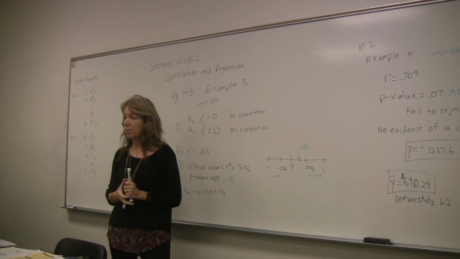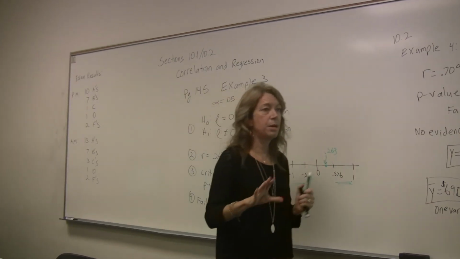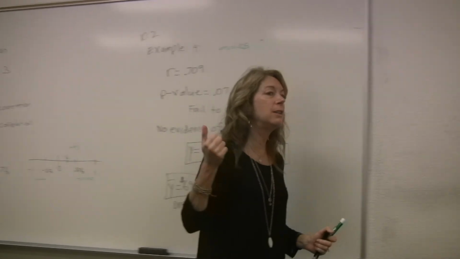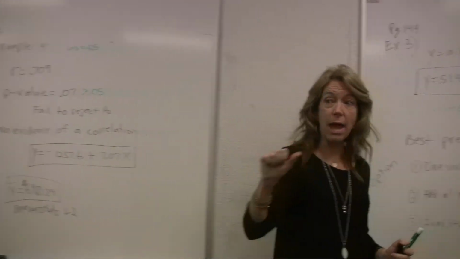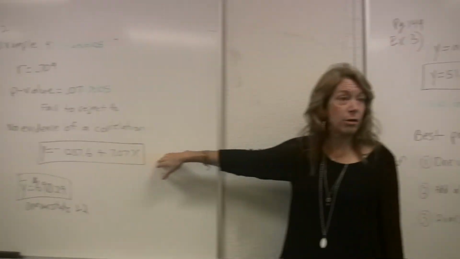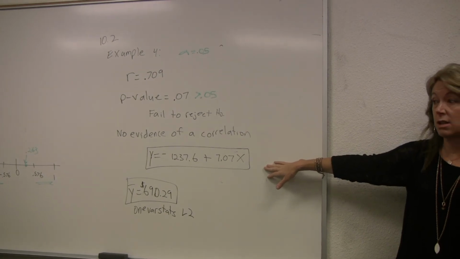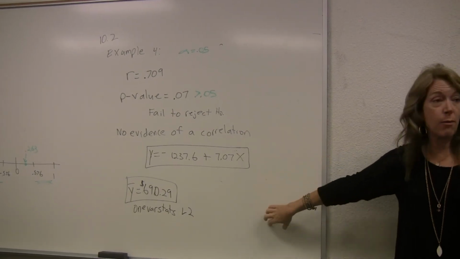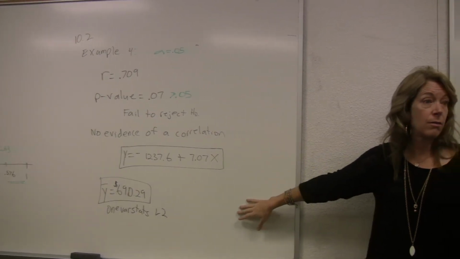Anytime you're asked to make a prediction, you need to stop and pause and say, do I have a correlation or not? Because if you have a correlation, we're going to actually plug a number into there and figure out my prediction. If I don't have a correlation, I'm going to take the average Y value.